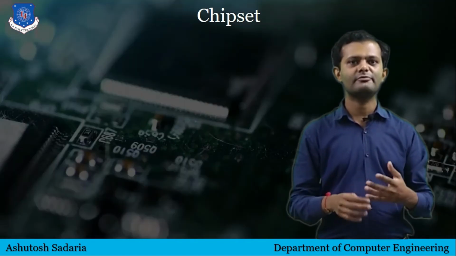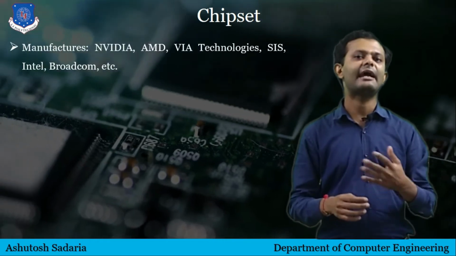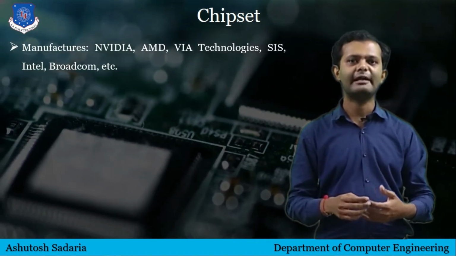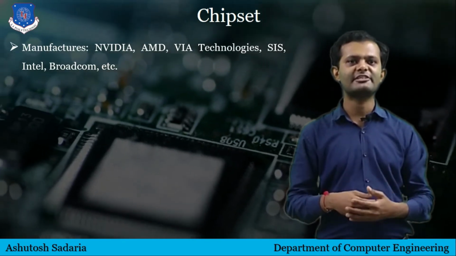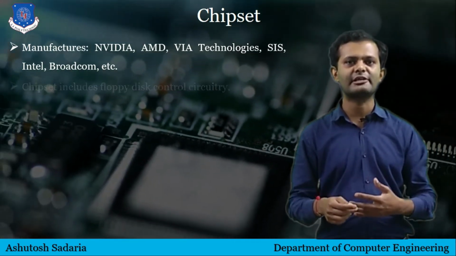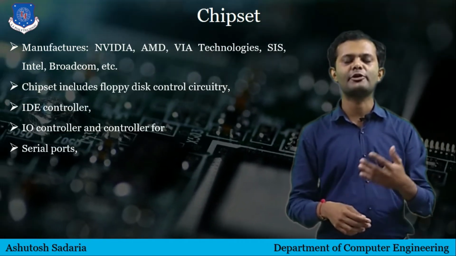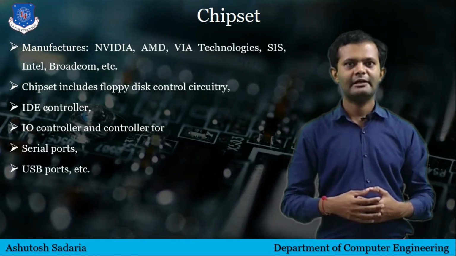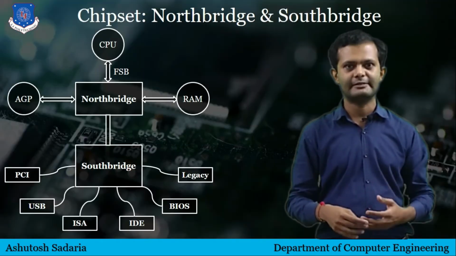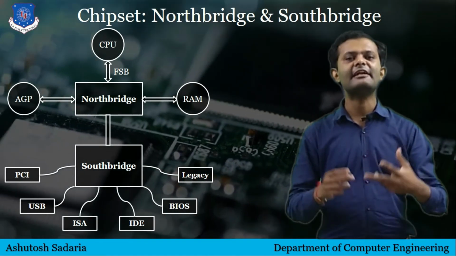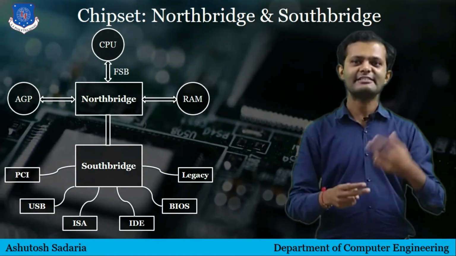Current manufacturers of chipsets are NVIDIA, ATI, VIA Technologies, SiS, Intel, Broadcom and so on. Most of the manufacturers include floppy disk control circuitry, IDE controller, IO controller and controller for serial port, USB port, etc. Now let's see the diagram of chipset. As you can see from the diagram, the chipset is divided into two parts, Northbridge and Southbridge.